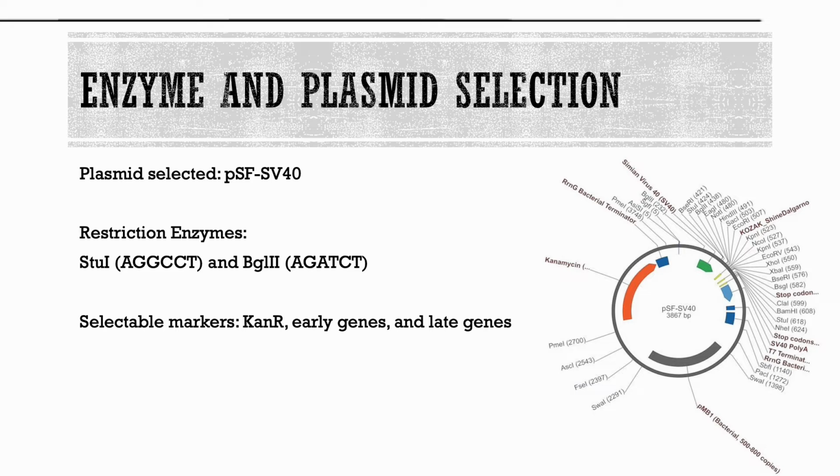For the selectable markers, I have CAN-R, early genes and late genes. CAN-R is kanamycin resistance. Early genes are just proteins that are in viral replication, and late genes are viral capsid proteins.